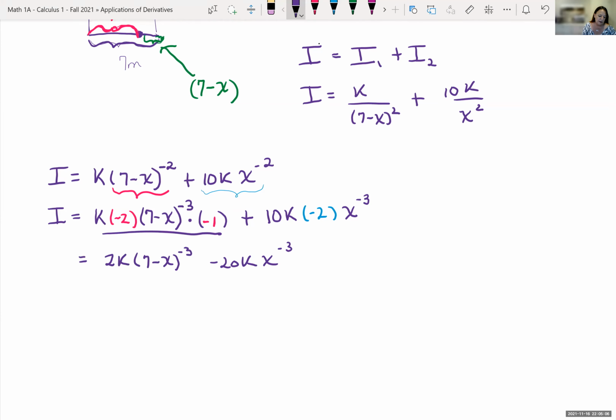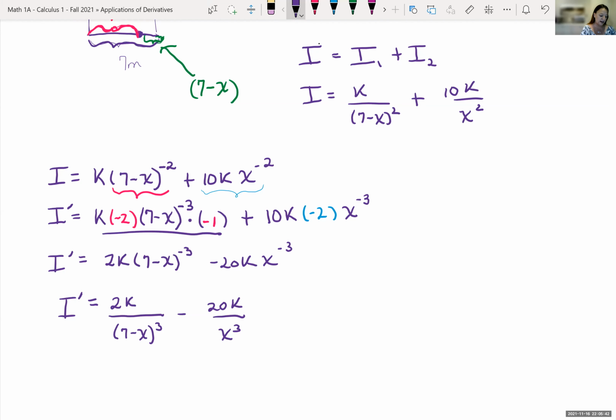Okay, we need to find out when this is equal to 0. I would probably rewrite this as a single fraction, or maybe we don't have to. Let's just rewrite it so our exponents are positive. So we have 2K all over 7 minus X quantity cubed, minus 20K all over X cubed. This is I prime.